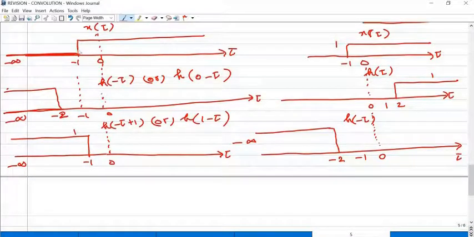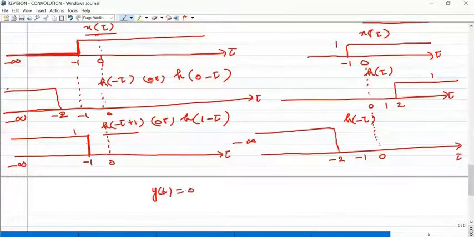Is there any overlap? Tau equal to minus 1, exactly the signal starting. Now exactly when t equal to 1, when you multiply x of tau and h of t minus tau, the signal is just ending on one side and just starting on the other. Understand, no? So in this example, y of t equal to 0.